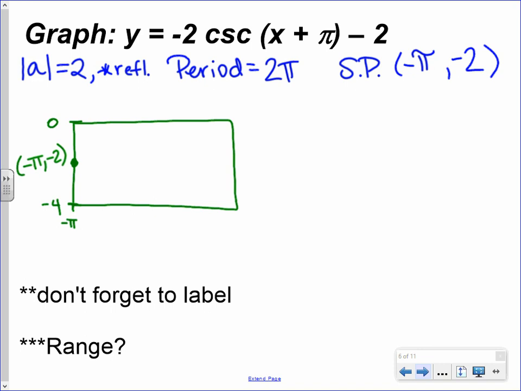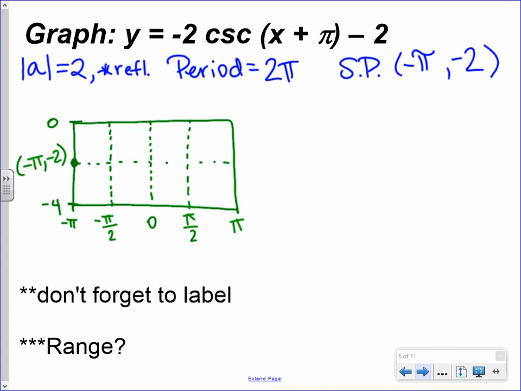Pi. We begin at negative pi. We add 2 pi, and we're ending at pi. Okay, this makes it nice, right? What's in the middle of pi and negative pi? 0. And then what's in the middle of 0 and pi? Pi over 2. In the middle of negative pi and 0, negative pi over 2.